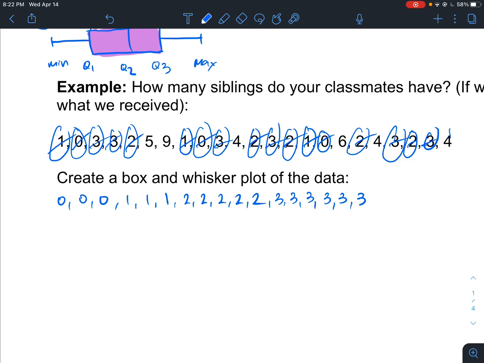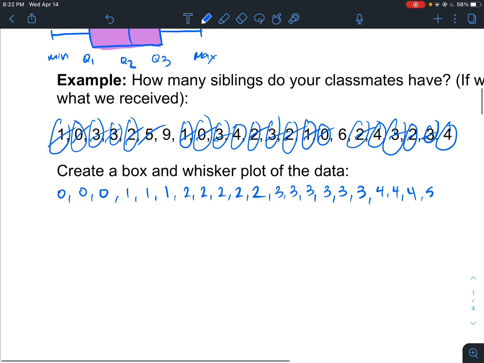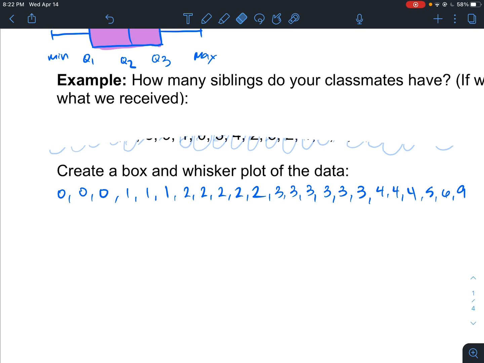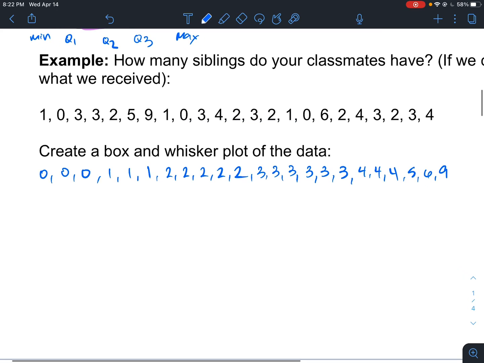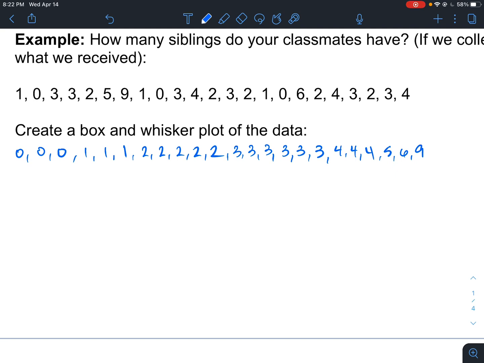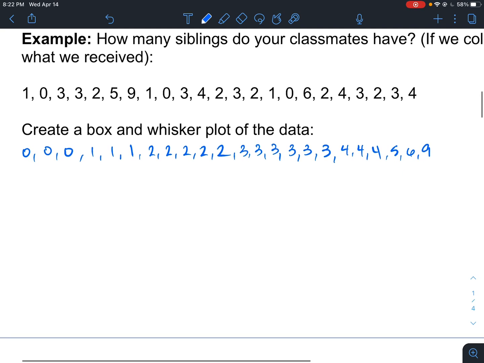I see 1, 2, 3 fourths, and then I see 1 5, 1 6, and 1 9. Okay, so I have that ordered there. Now I'm also kind of interested in seeing how many numbers we have together. So this is finding our population size.